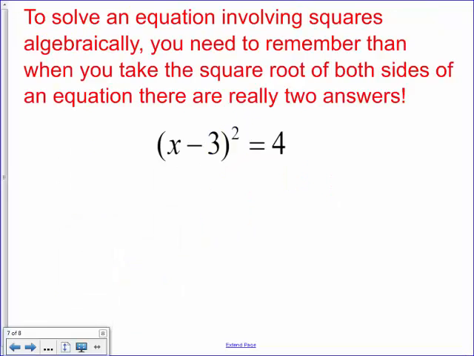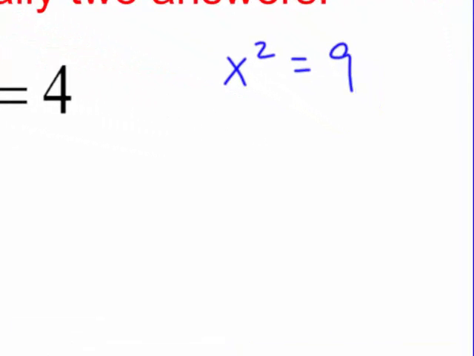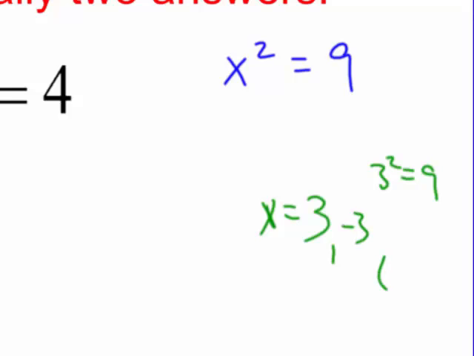So this red stuff's important. Anytime you're involving squares, you need to remember that when you take the square root of both sides, there are really two answers. What I mean by that is, for example, x squared equals 9. Well, what could x equal here? Well, x could equal 3, right, because 3 squared is 9. And x could also equal negative 3, because negative 3 squared is also 9.